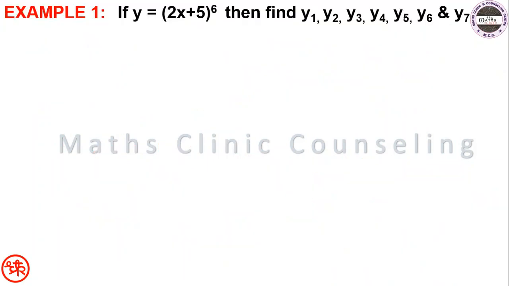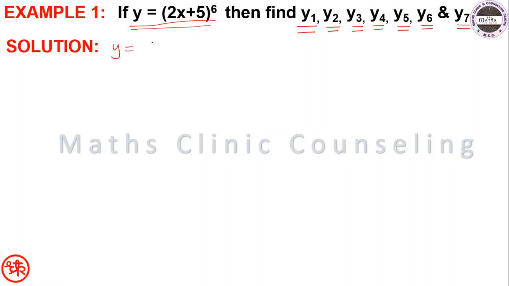Now let us see some basic examples here. Before we start the standard formulae on successive differentiation, let us try to solve some basic examples. So the first example is: if y is equal to 2x plus 5 raised to the power 6, then find y1 first derivative, y2 second derivative, y3 third derivative, y4 fourth derivative, y5 fifth derivative, y6 sixth derivative, y7 seventh derivative. Is that clear? So let us see. So what is given? y is equal to 2x plus 5 raised to the power 6.